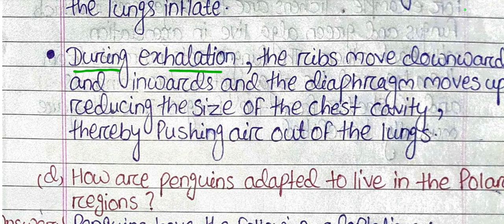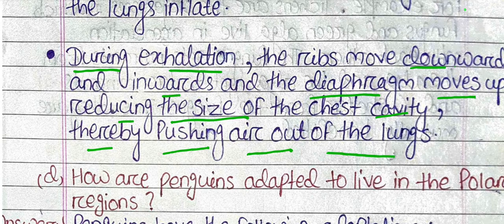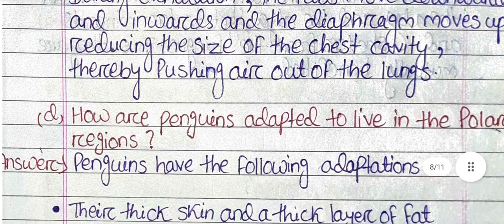The next question is D. During exhalation, the ribs move downward and inward, and the diaphragm moves up, reducing the size of the chest cavity, thereby pushing air out of the lungs.